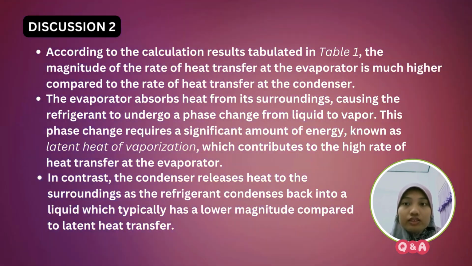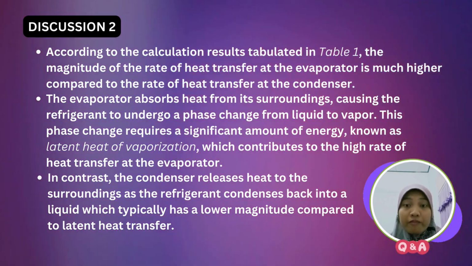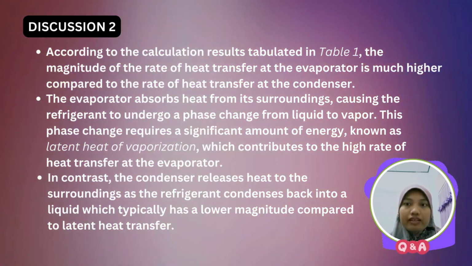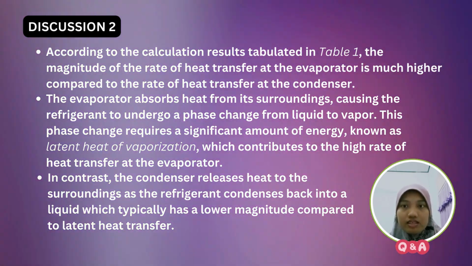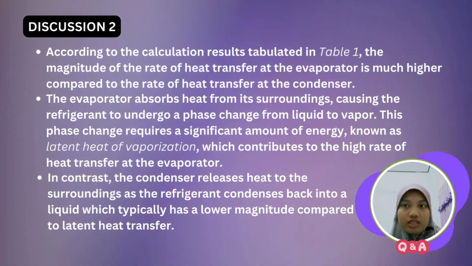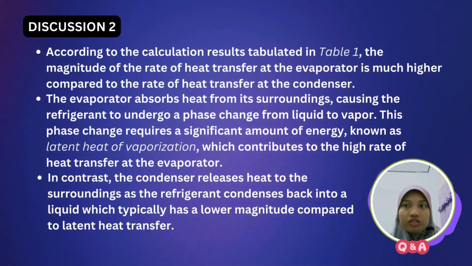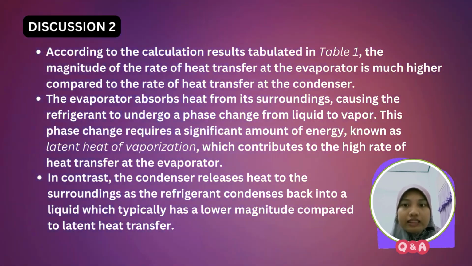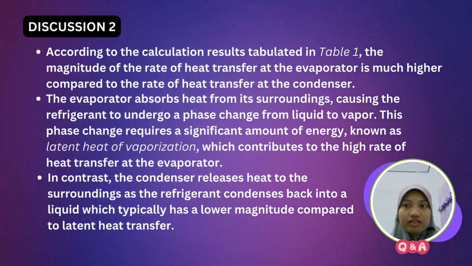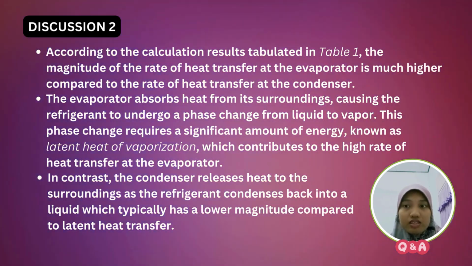Discussion 2. According to the calculation results tabulated in table 1, the magnitude of the rate of heat transfer at the evaporator is much higher compared to the rate of heat transfer at the condenser. The evaporator absorbs heat from its surroundings, causing the refrigerant to undergo a phase change from liquid to vapor. This phase change requires a significant amount of energy, known as latent heat of vaporization, which contributes to the high rate of heat transfer at the evaporator.